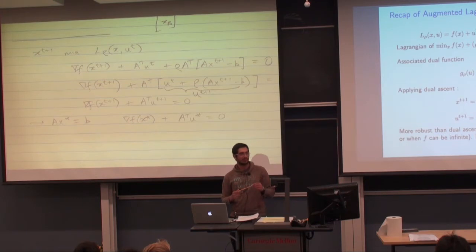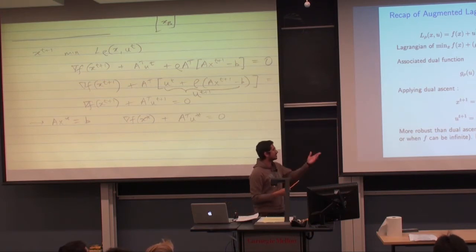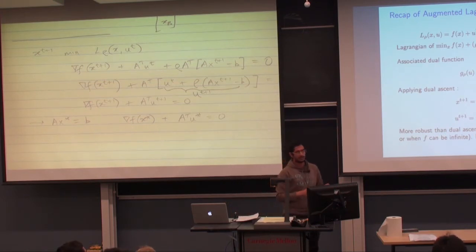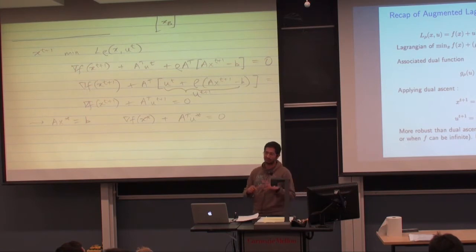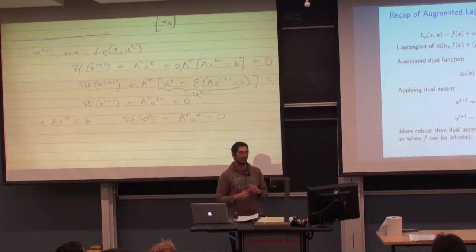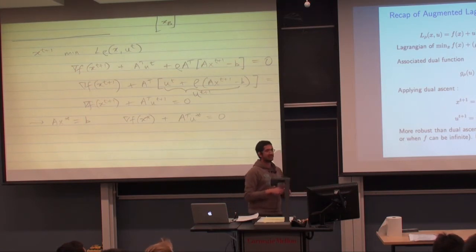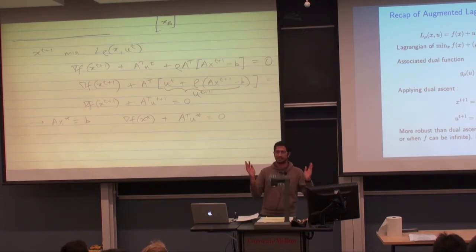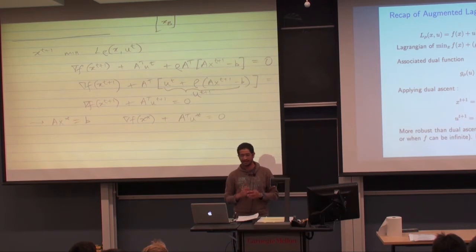Okay, and what do we know about this algorithm? We know that it's actually much more robust than dual ascent. By robust, I mean that you don't have all these corner cases that you have to bother about. Like, it converges even if f is not strictly convex, and f can also be plus infinity at some points. And so that's why we would like to use something like this.